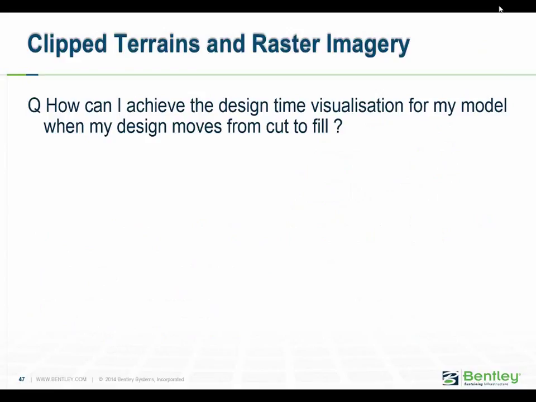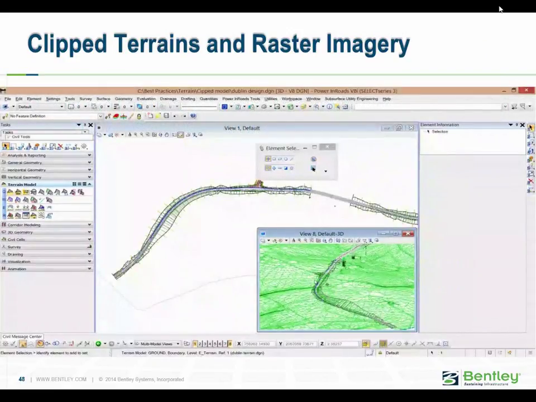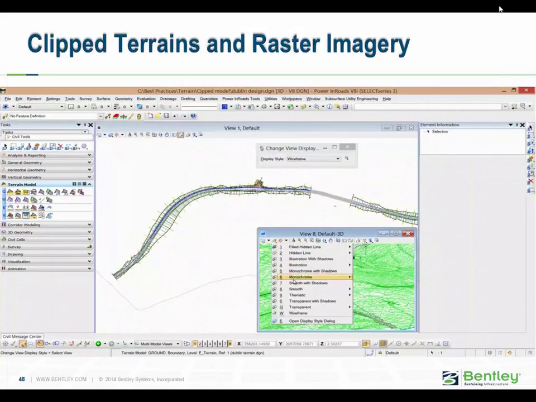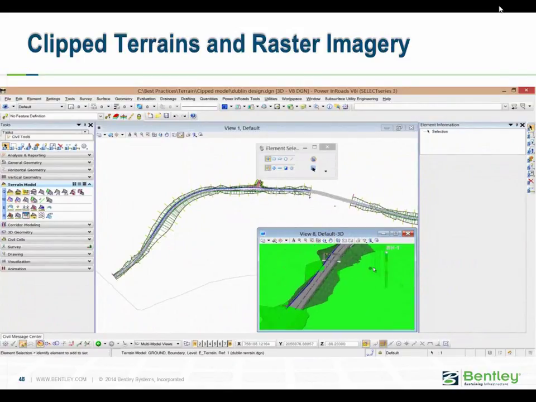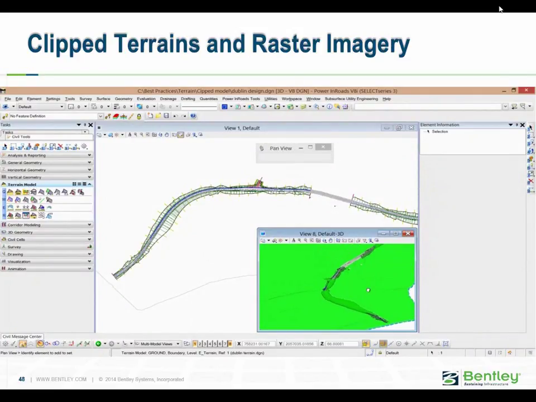So finally, I just want to touch on some raster imagery again. We've already looked at attaching raster imagery, but we want to deal with some clipped terrains here and get design time visualization, which is what we're really after. So of course, if we want to look at this as a rendered view, we can switch it over into a smooth mode, and we kind of know what's going to happen. Where we go from cut to fill, we dip under the ground, we lose our design, and it really doesn't look that great from a rendered view mode. So let's look at how we can improve that from a quick visualization perspective.